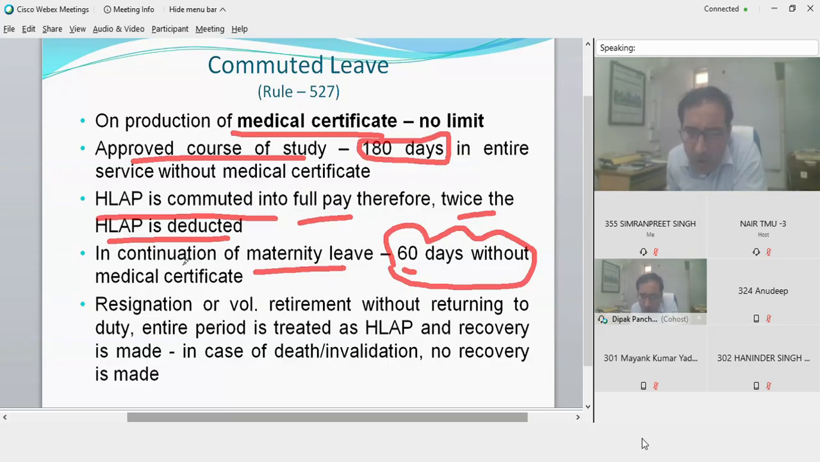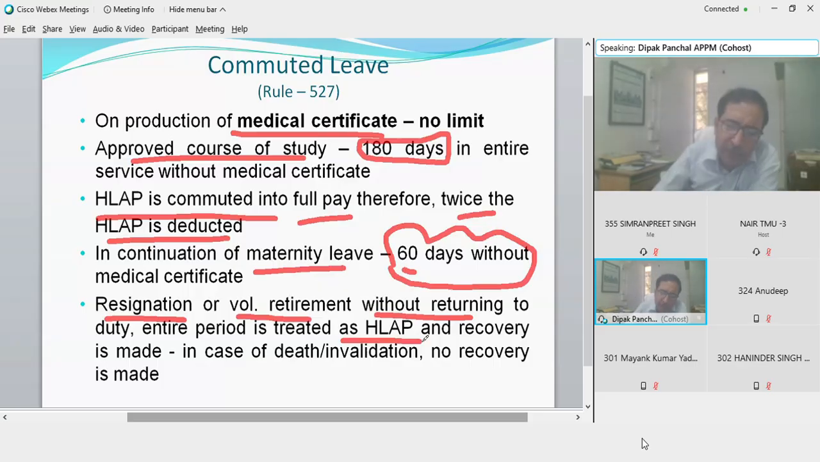There is one more important rule, that if an employee who is undergoing commuted leave is resigning without returning to duty, or if he takes voluntary retirement, then the entire period is treated as HLAP and half of the salary is recovered. But such recovery is not done in case of death or invalidation.